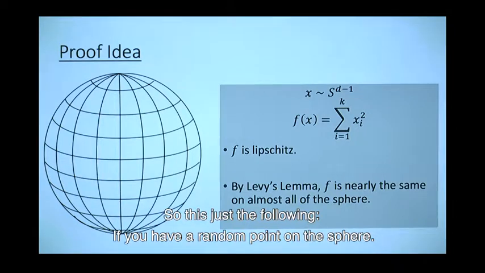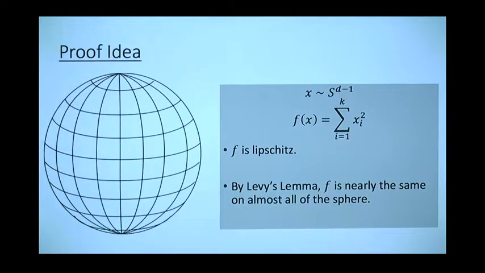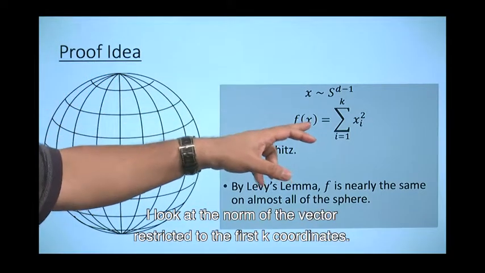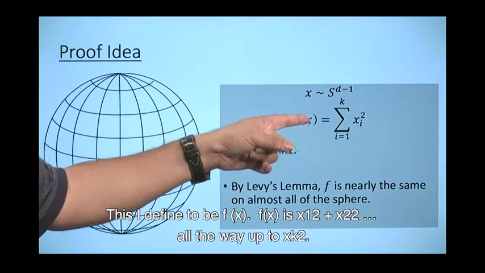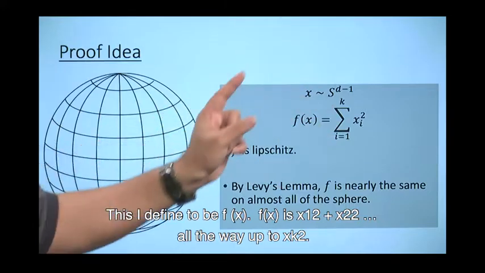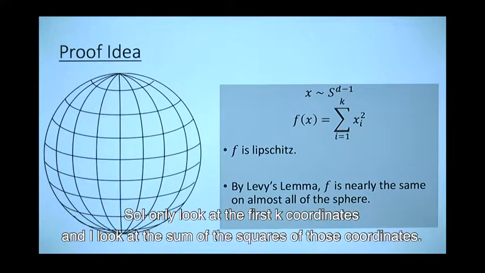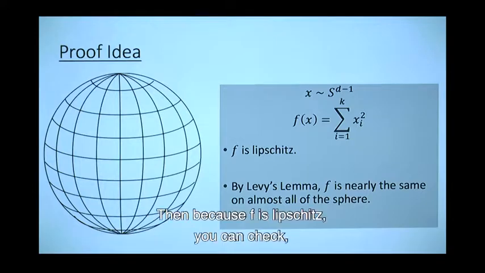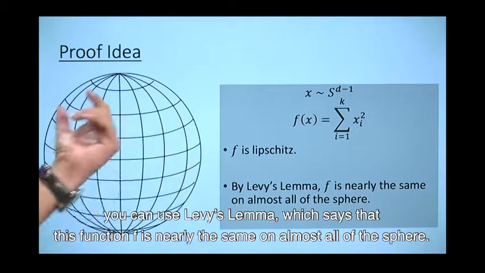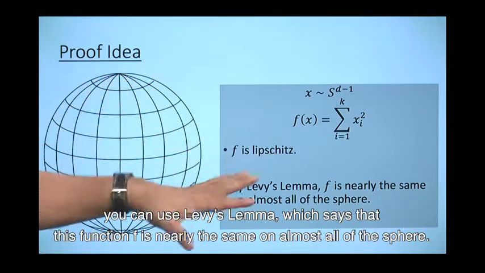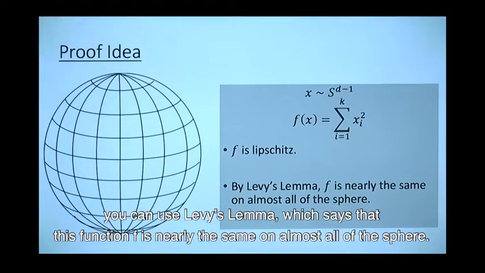So, this is just the following. If you have a random point on the sphere, I look at the norm of the vector restricted to the first k coordinates. This I define to be f of x. f of x is x1 square plus x2 square all the way up till xk square. So, I only look at the first k coordinates and the sum of their squares. Then because f is Lipschitz, you can use Levy's lemma, which says that this function f is nearly the same on almost all of the sphere.